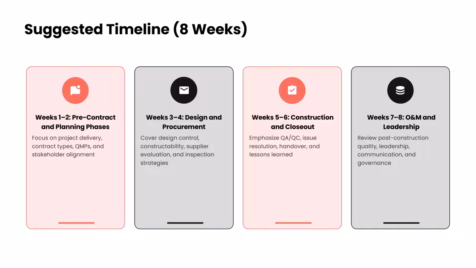So let's say in week number 1 and 2, we will understand pre-contract and planning phases, which are section 1 and 2. Then in week number 3 and 4, we will go through design and procurement activities. Week number 5 and 6 will be on construction and closeout. And week number 7 and 8, we plan for O&M and leadership.